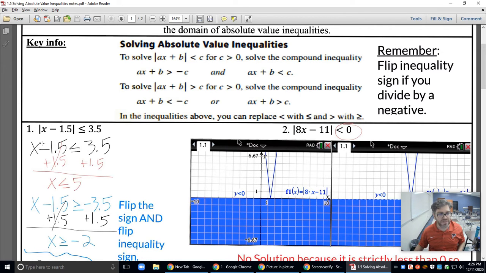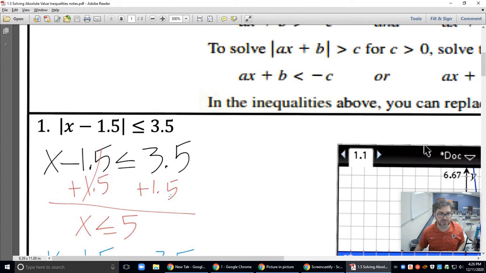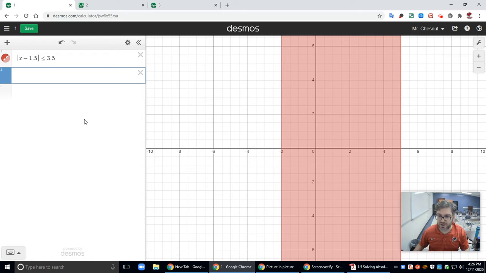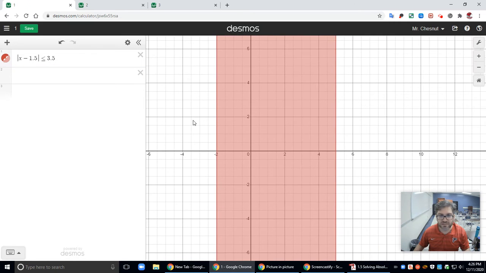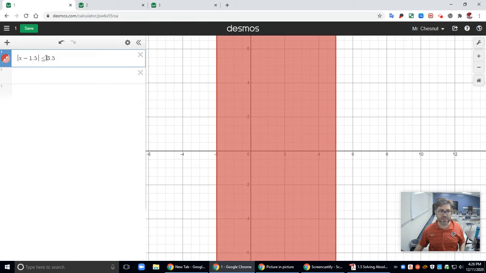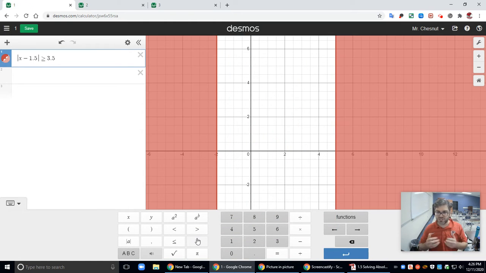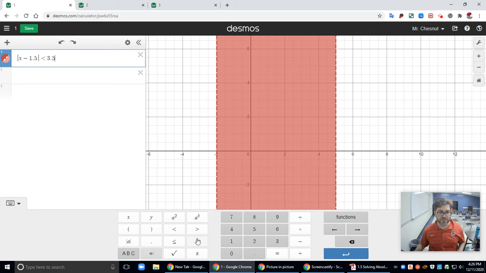So I'm going to graph this number one example, the absolute value of x minus 1.5 is less than or equal to 3.5. What you can do with Desmos is type it in all at once. The nice thing is, it'll give you vertical lines where your boundaries are, and then it'll shade in the middle or it'll shade on the ends. If I were to flip this inequality sign, it would be shading left and right. If I go back to how it was, it's shading in the middle. Oh, hold on, let me make sure it is underlined.